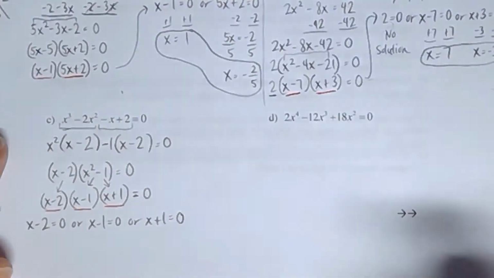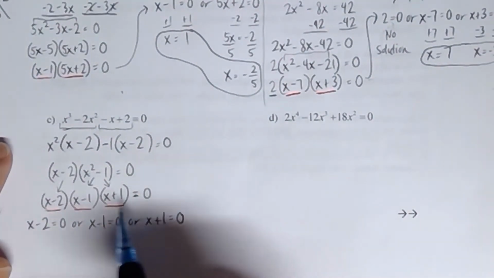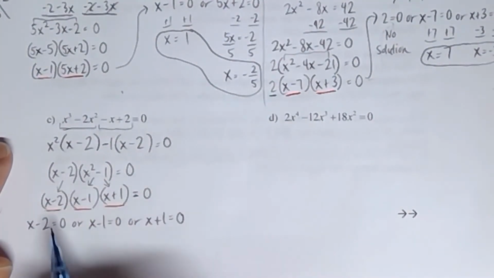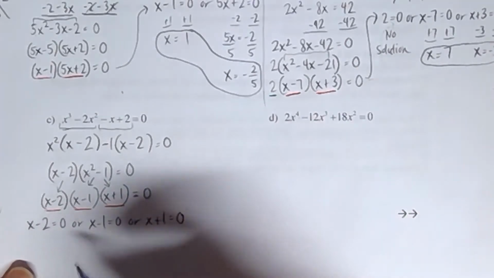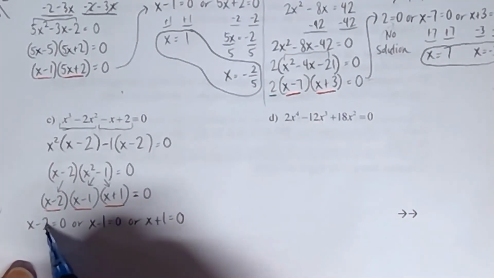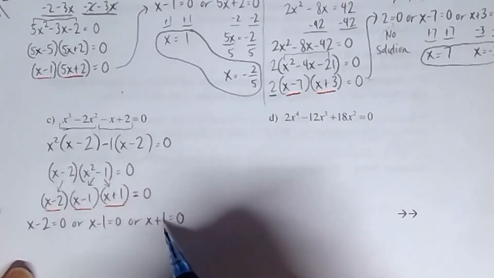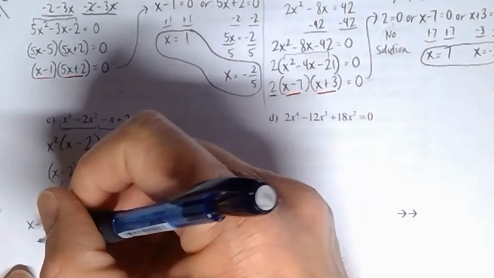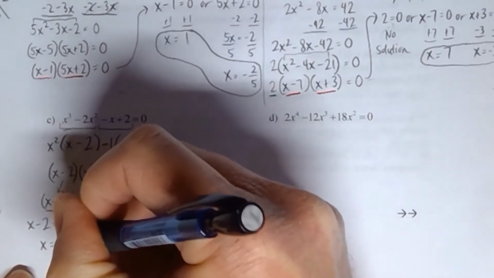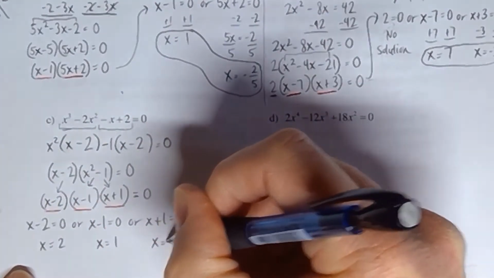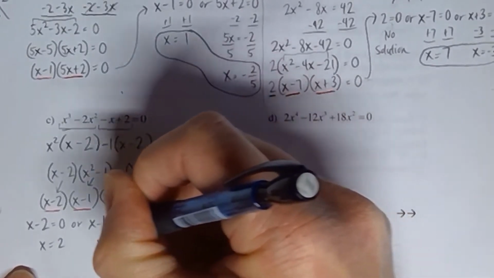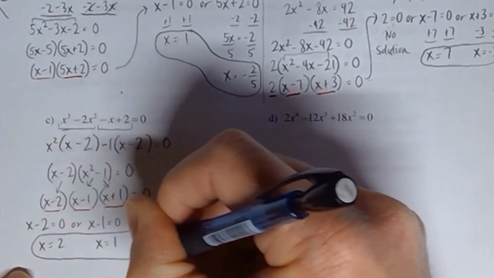And then we solve those equations. Whatever's being multiplied together, you set each one equal to 0. There's 3 things here, so we got 3 equations. What are these 3 answers? Well, if I move over the constant numbers, -2, -1, and +1, to the other side, I get x equal to 2, x equal to 1, and x equal to -1. So there's my 3 answers right there.